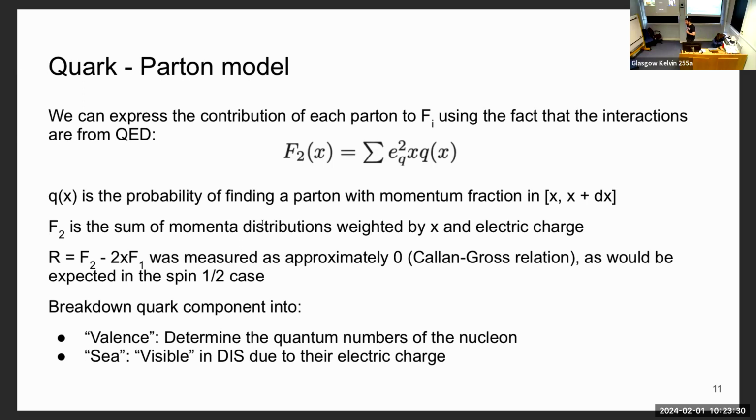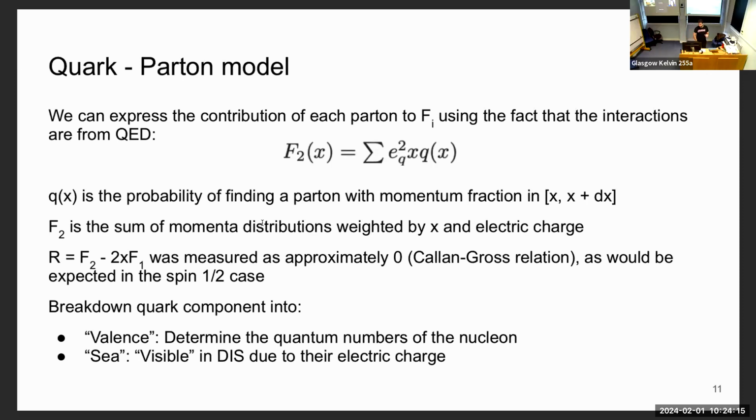Moreover, at the time, people were thinking that the structure functions are not independent, but can actually show a correlation. That's why they proposed to use this R, which is basically the difference of F2 minus 2 times x times F1, which was measured to be approximately nearly 0. This is called the Callan-Gross relation. And this is what we would expect to have if these basic constituents have spin half.